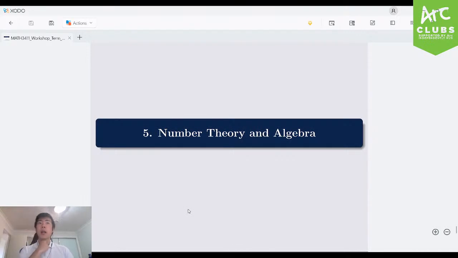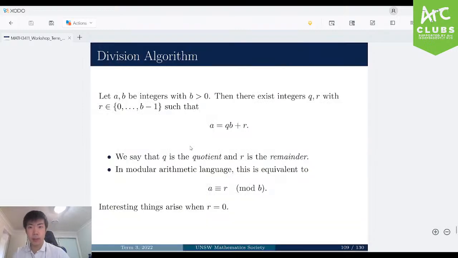That's good. Alright. Thank you, Steve, for taking on the previous topic 4. I'll now be moving on to topic 5, number theory and algebra. So let's get straight into it. The first thing to look at is stuff related to modulo, or modular arithmetic.